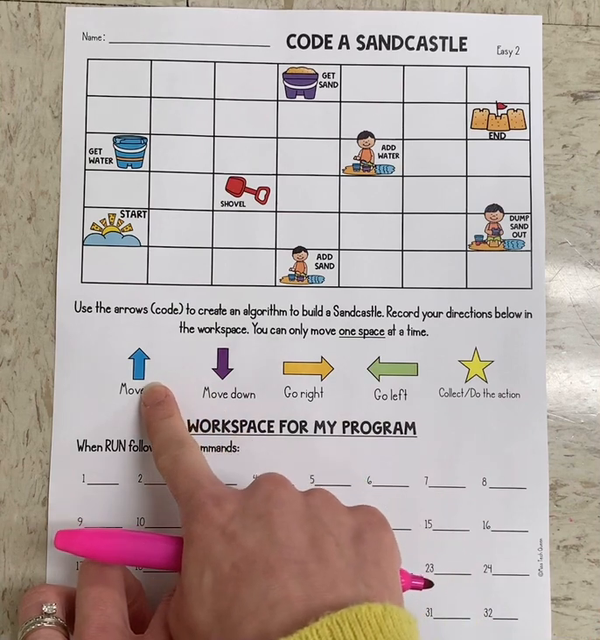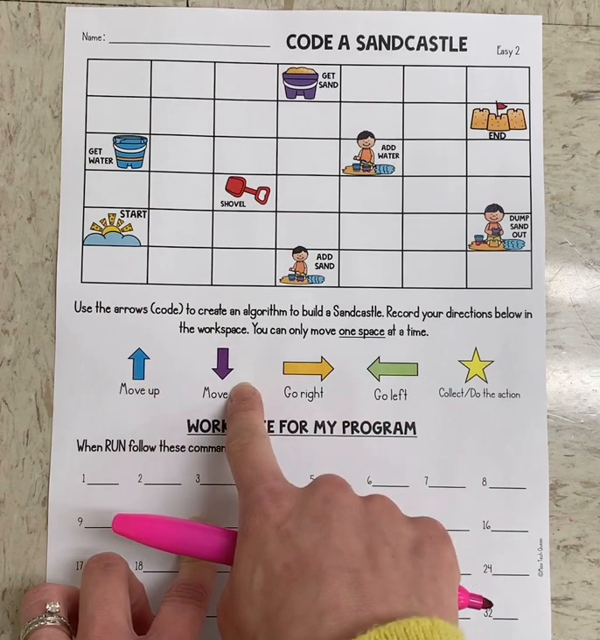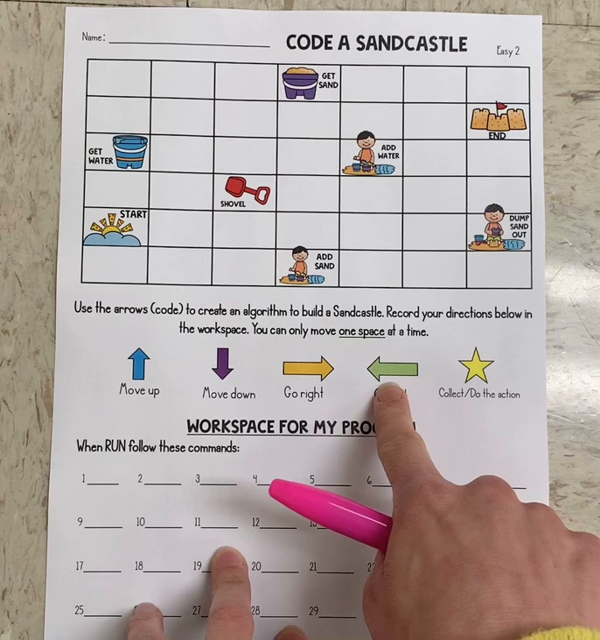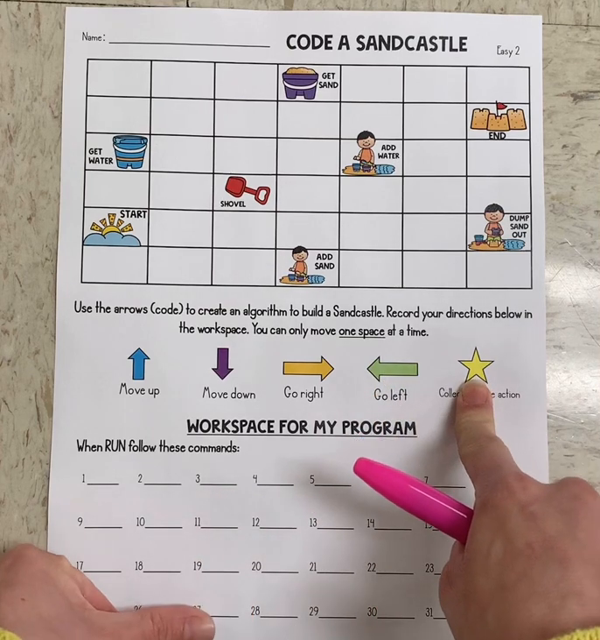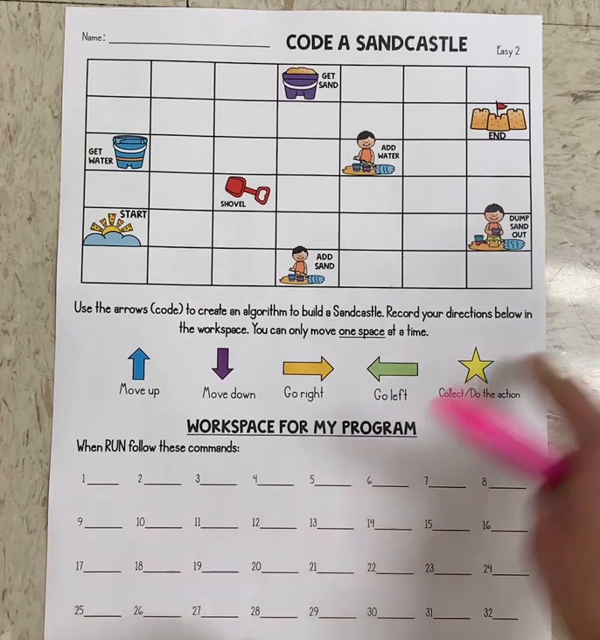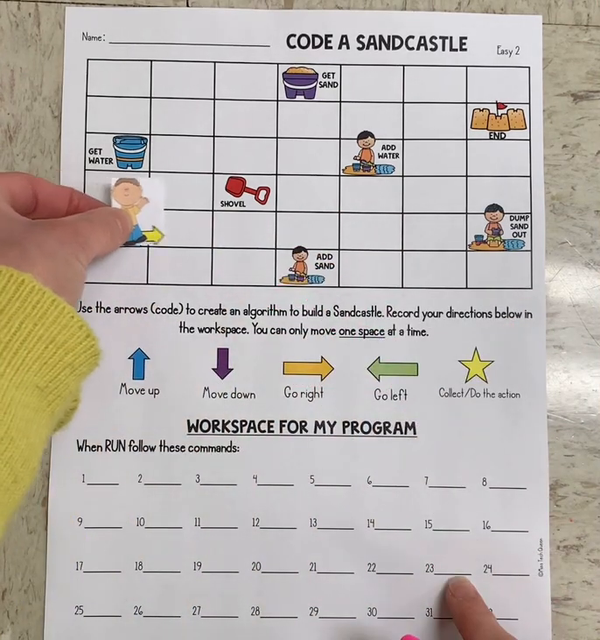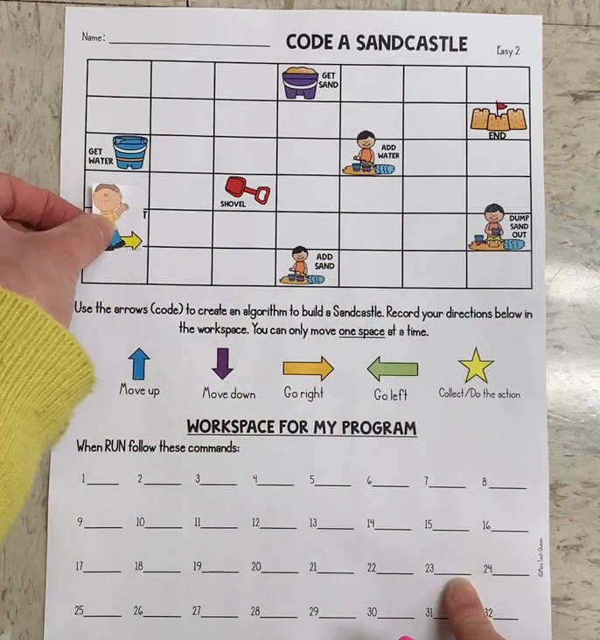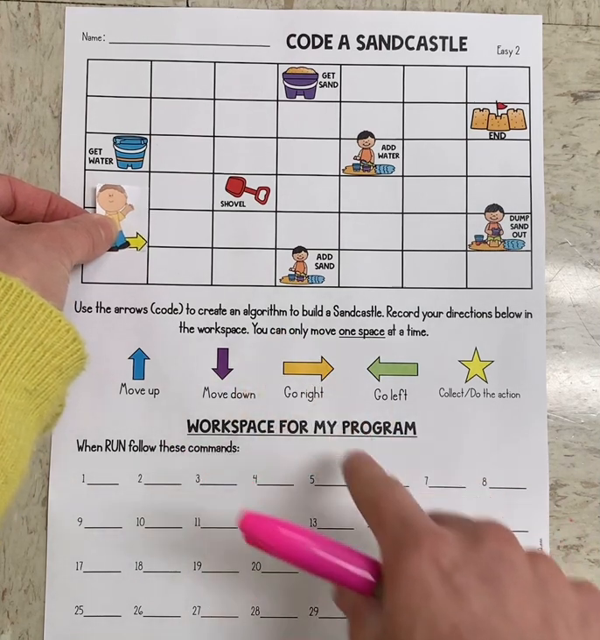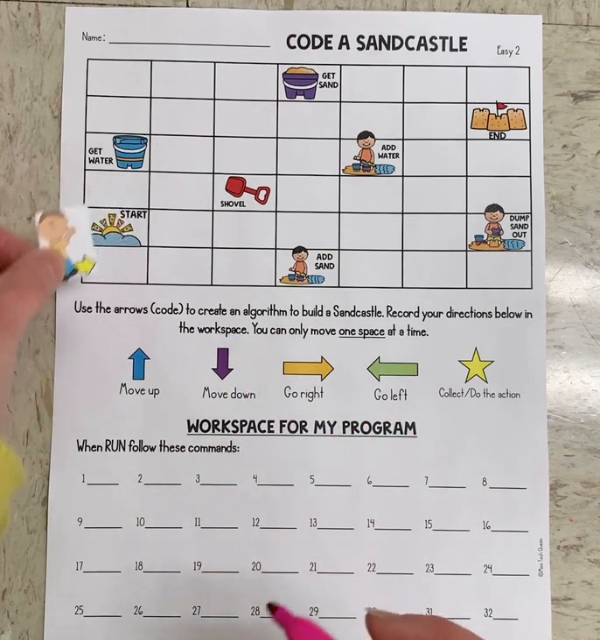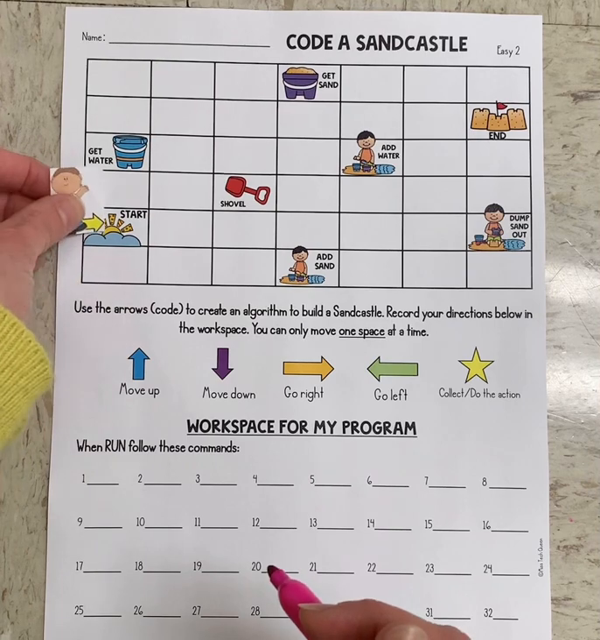So this arrow is to move up, to move down, to go right, to go left, and if you want to pick something up to use it, you have to use the star. Today I'm going to use this little character to help me remember where my steps are. So if you want to use something at home, you can even use your pencil and make marks, or you could use a little character to help you out so you don't get lost. So we're going to begin at the start.